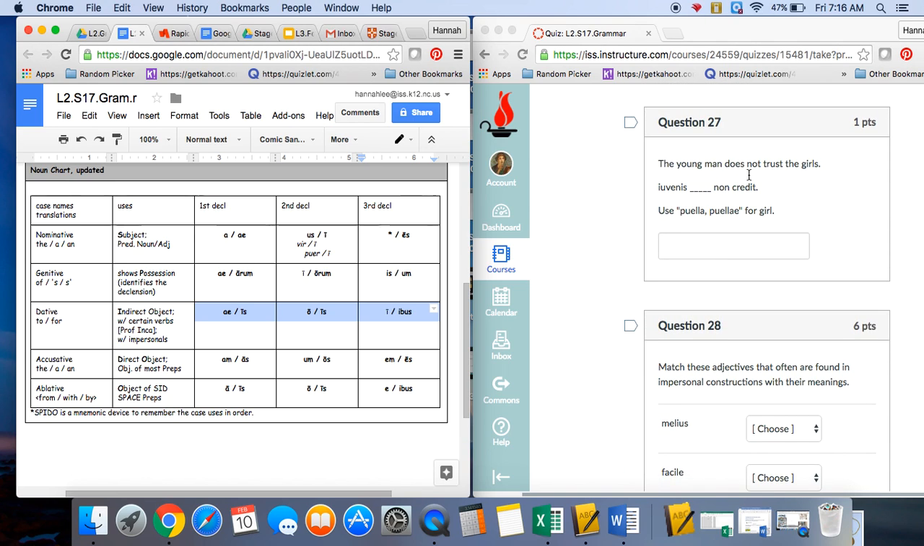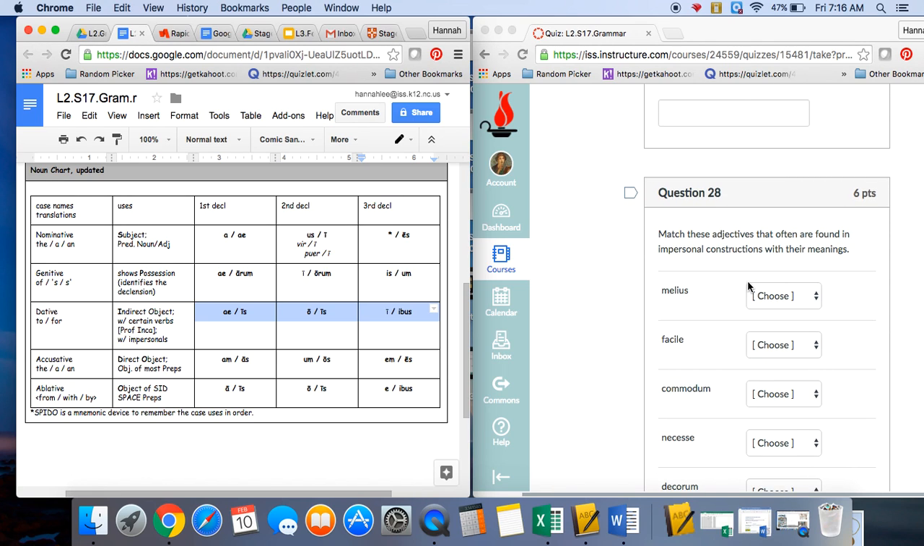Number 27. The young man does not trust the girls. Trust, credit, is one of the words that takes the dative. Since it takes the dative, girls have to be in the dative case. They will be dative plural. It's more than one girl. The word for girl, puella, is first declension. So come over here to first declension. We need to go down to the dative. We need the plural. So that puts you at I-S. P-U-E-L-L is the root word, I-S.